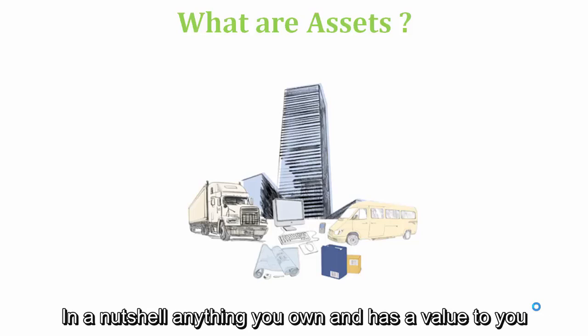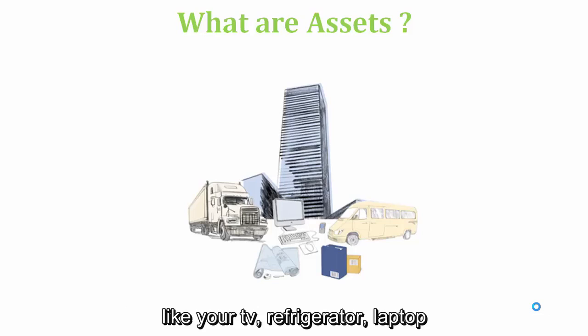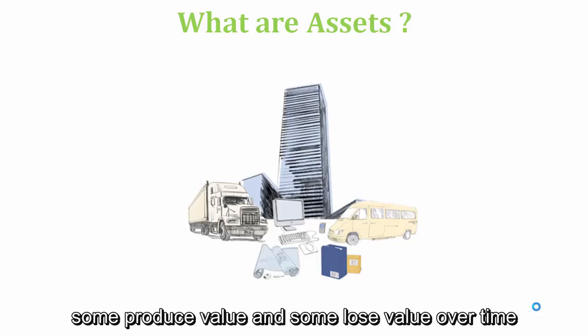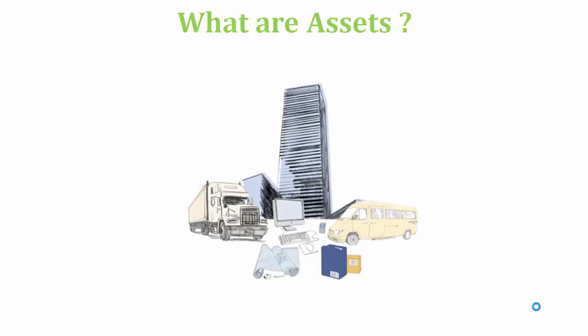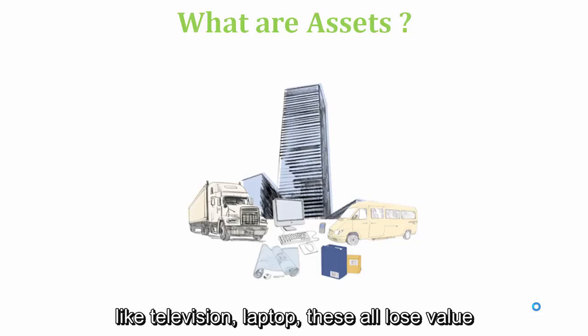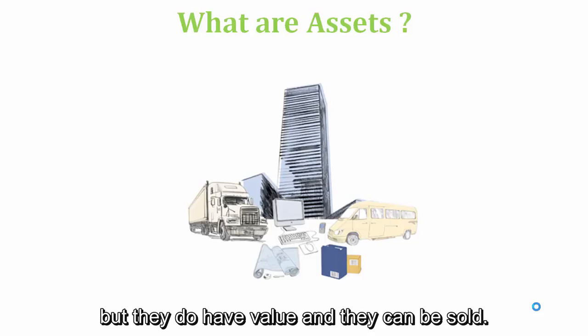In a nutshell, anything you own and has a value to you is called an asset. Like your TV, refrigerator, laptop, etc. are all assets. Some produce value and some lose value over time. Like television, laptop, these all lose value. But they do have value and they can be sold.